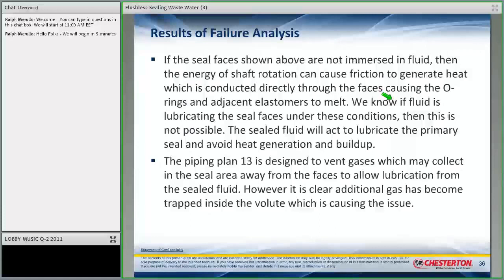So this is what we found in the failure analysis. Plan 13 wasn't designed to vent that kind of gas. So it just wasn't big enough to allow the gas to escape. And then it was causing dry running and melting of the O-rings. So, we made our recommendations.